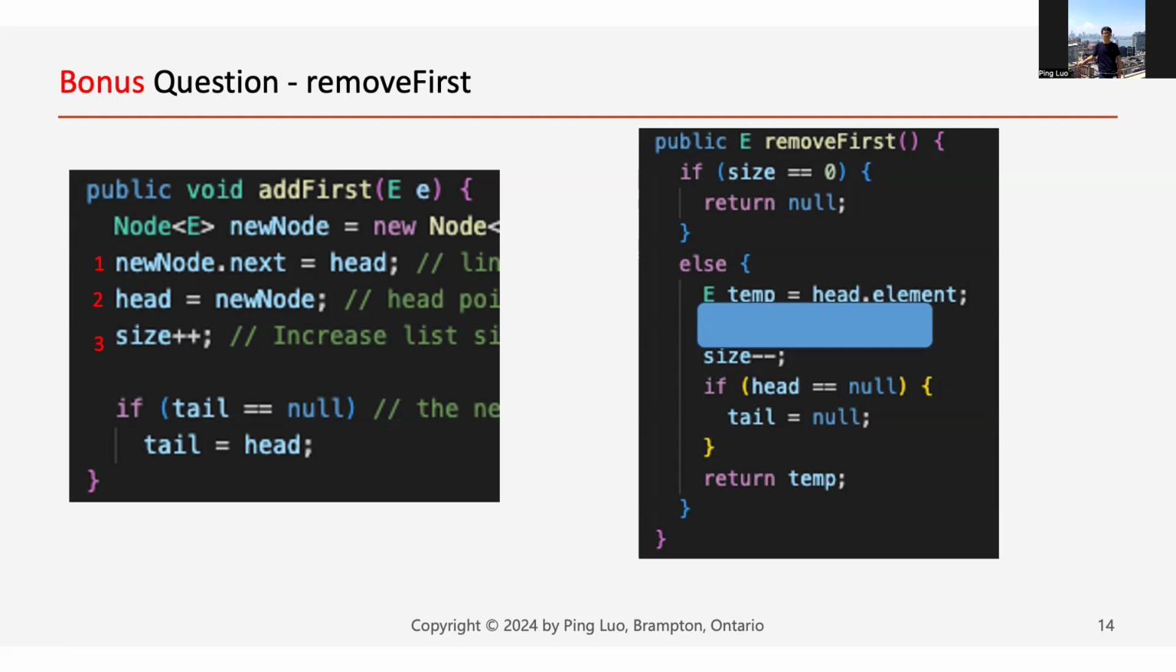Head.next equals head. Let me see. Yes, that's correct. Because the first one is removed, its next is now the new head. Yeah, that's correct. So you got the bonus question.